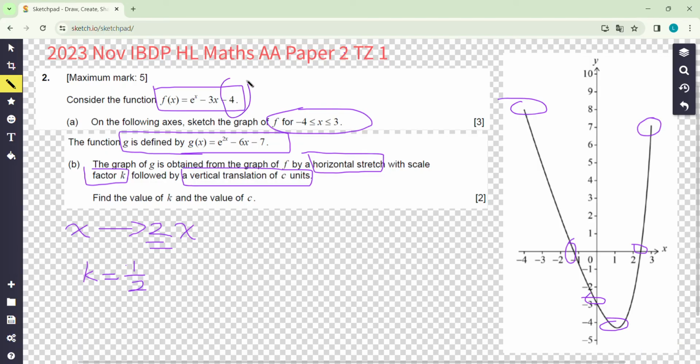And look at the constant term, changed from -4 to -7. So it's lowered by 3 vertically. So a vertical translation of c units, and the c unit is -3. Got it right? Excellent.